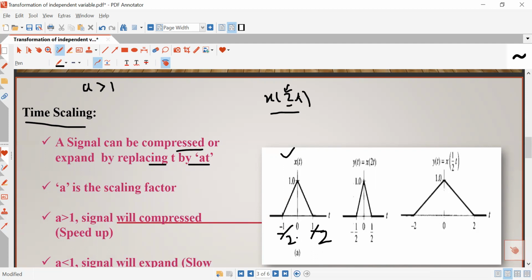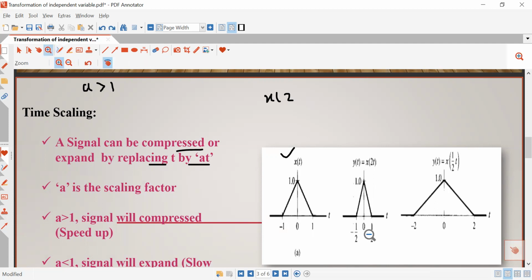So the coordinate for x(2t) will be, in place of 1, 1 by 2. And in place of minus 1, it will be minus 1 by 2. So the signal will now exist between minus 1 by 2 and plus 1 by 2. But the amplitude of the signal will be the same. So this will be x(2t).